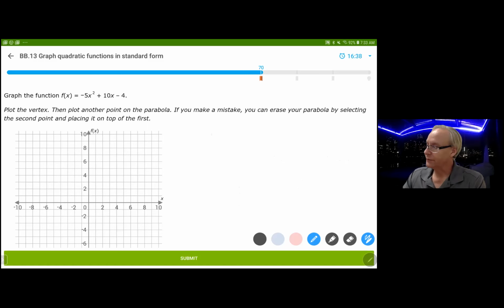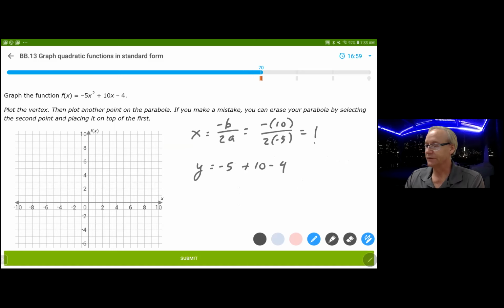Okay, we've got negative b over 2a. That's going to be negative 10 over 2 times negative 5, which is 1. We substitute in the 1. I'm going to go a little faster. Y is equal to negative 5 plus 10 minus 4. I just substituted the 1 in for all those x's. And that's going to give us 1. So my vertex is at 1, 1.